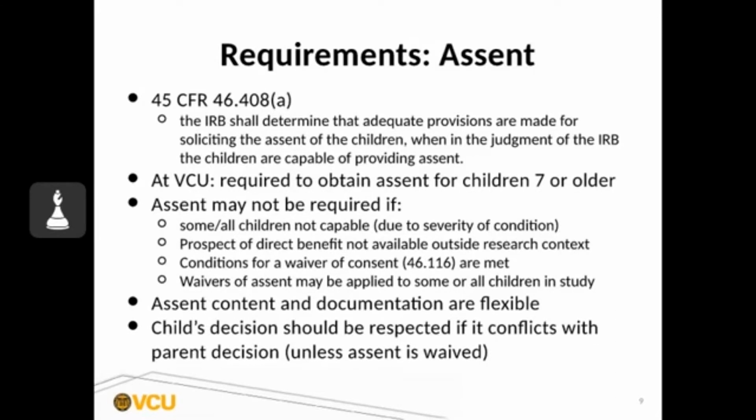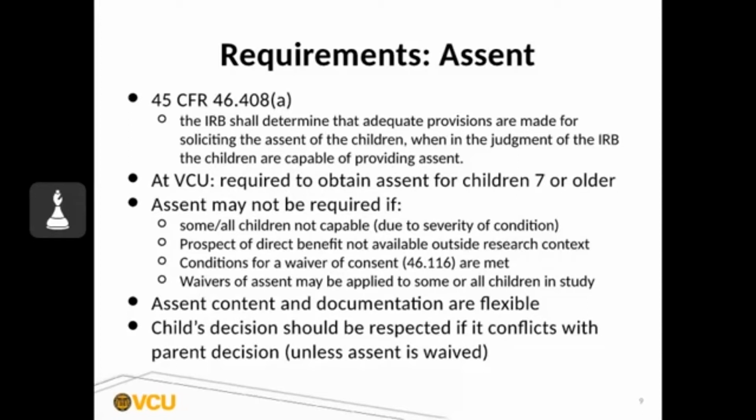However, there are a few circumstances under which assent may not be required. First, assent may not be required if some or all of the children to be involved in the research are not capable of providing assent due to the severity of their condition. This needs to be explained in the IRB application and justified by the investigator. Assent may also not be required if the research holds out the prospect for direct benefit to the child participant.